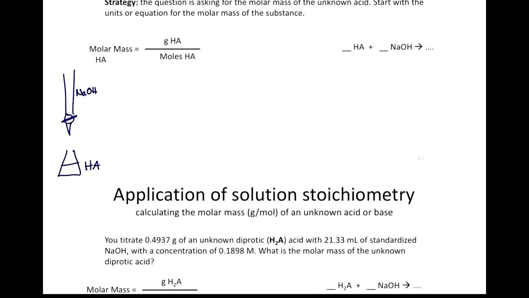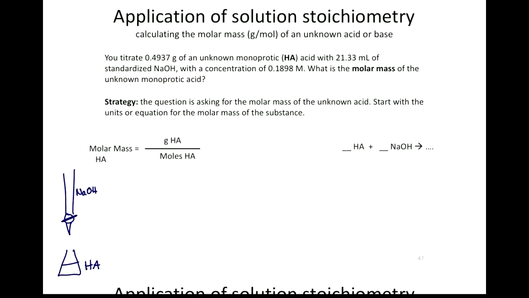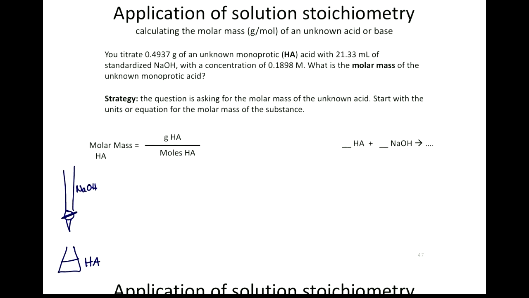All right. So a couple more examples here, applications of solution stoichiometry. We can also calculate the molar mass of an unknown acid or base. Same idea here, using concentrations and masses of known solutions. So we are titrating an unknown monoprotic acid with a certain volume of standardized sodium hydroxide with that concentration. What is the molar mass of the unknown monoprotic acid?